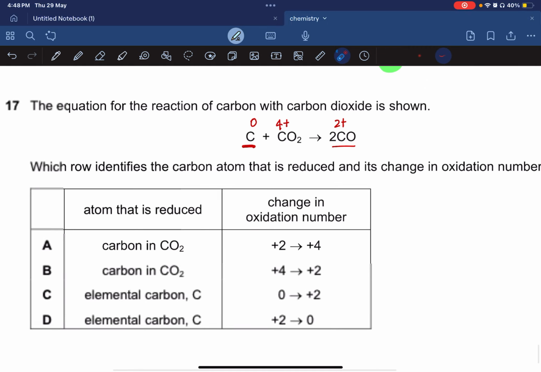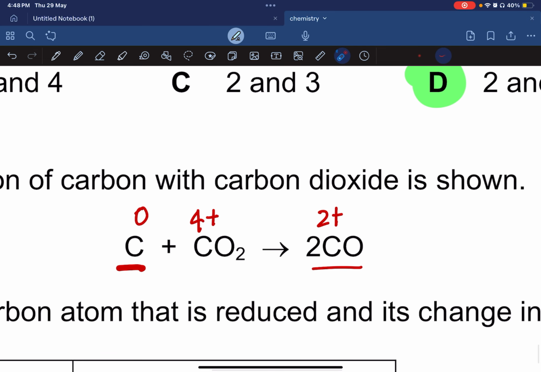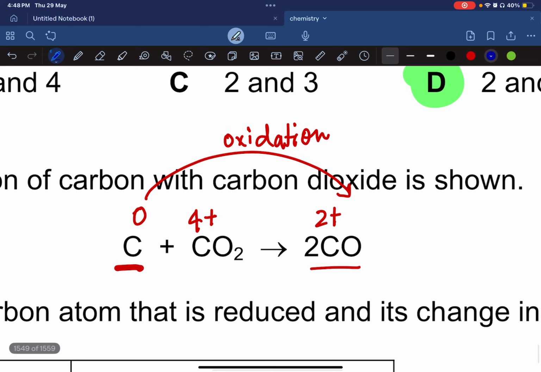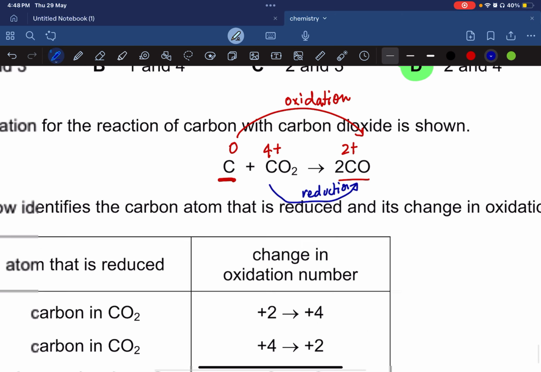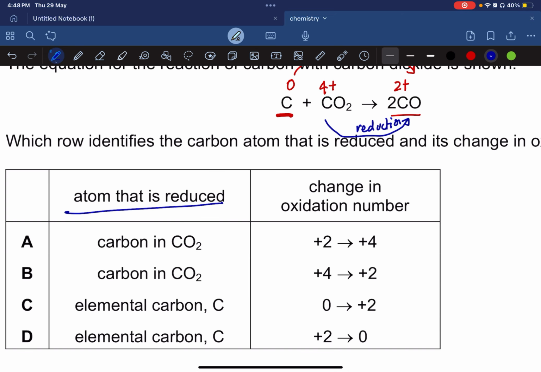Atom that is reduced. What's basically happening? From 0 to 2 plus, that is clear oxidation, an increase in oxidation number. From 4 plus to 2 plus, that's clear reduction. So the atom that is reduced is the carbon in carbon dioxide, going from 4 plus to 2 plus, which makes option B the correct one.